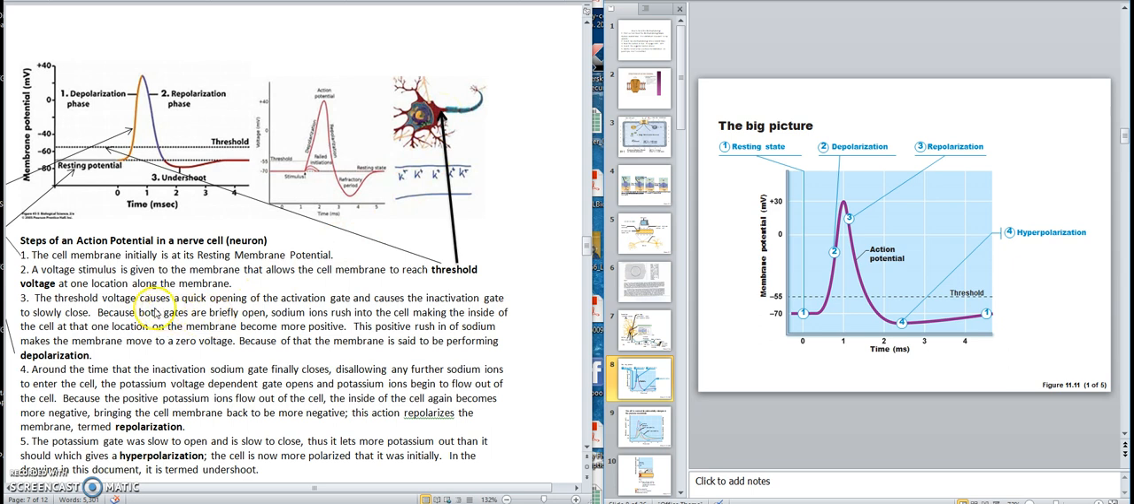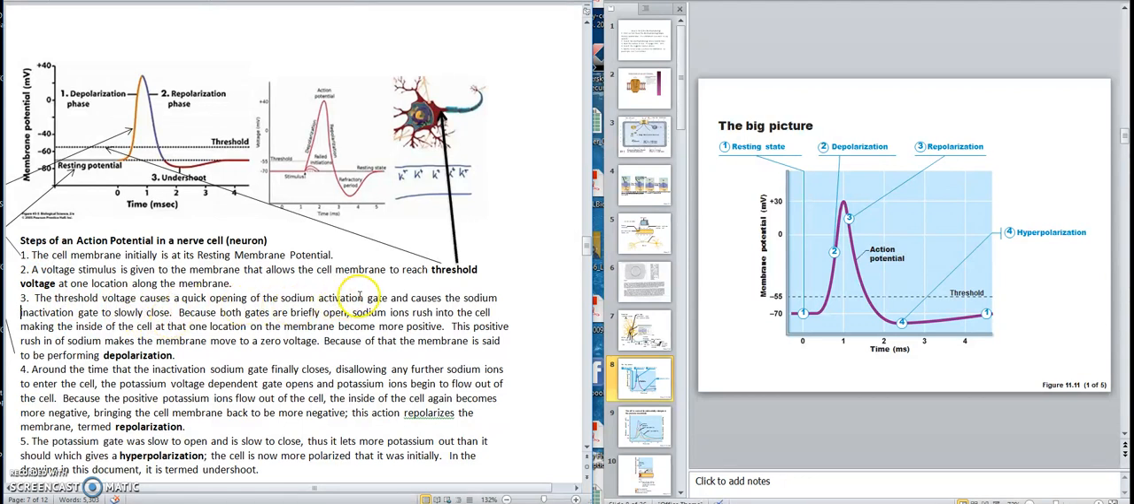The threshold voltage causes a quick opening of the sodium activation gate, and let me come in here so you'll remember. It causes a quick opening of the sodium activation gate, and causes the sodium inactivation gate, remember, we discussed that, to slowly close. Now, this is the situation here.